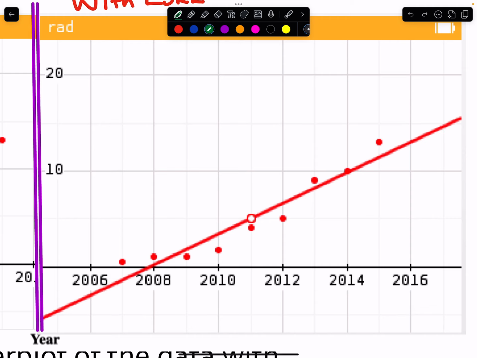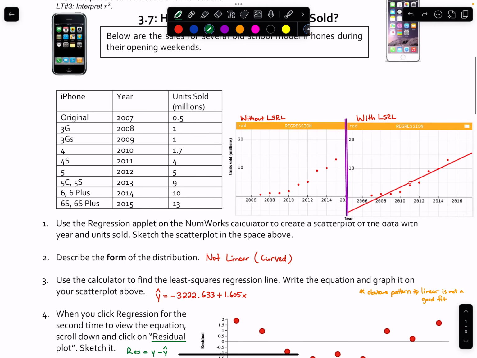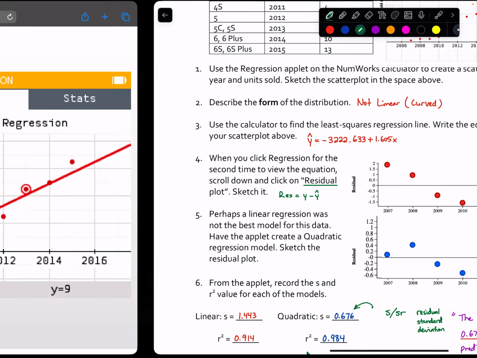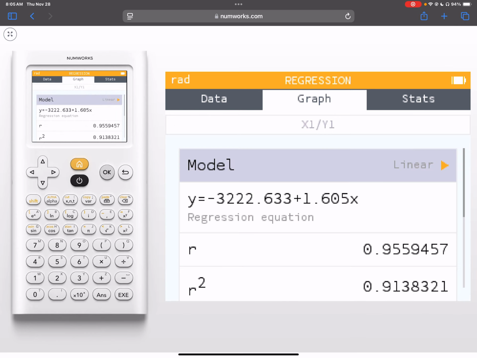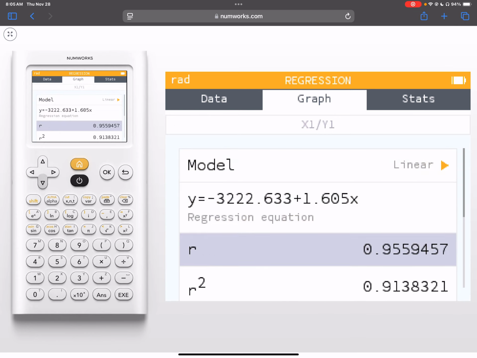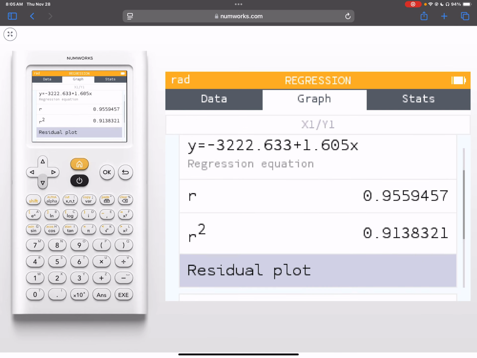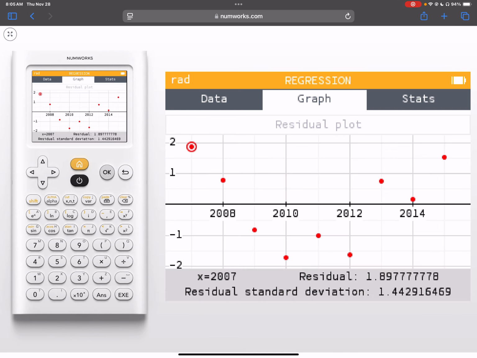Let me get rid of those real quick. In the calculator, it would look something like this. So I'm going to go back over to regression, and if we scroll down, we get residual plot, and we get a graph that looks like this. The notes tell you to graph them on your plot. I will go back and you can either screenshot mine or use mine to sketch it, or you can use this on your own.